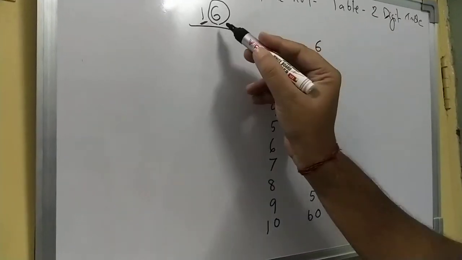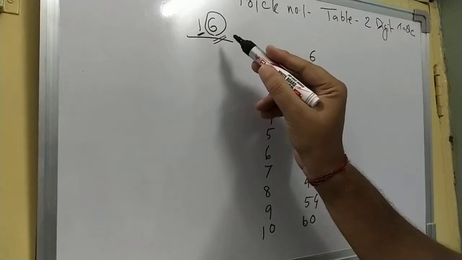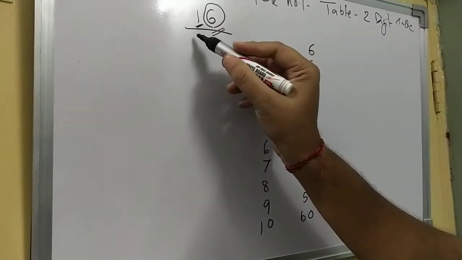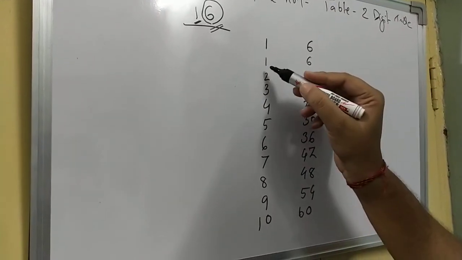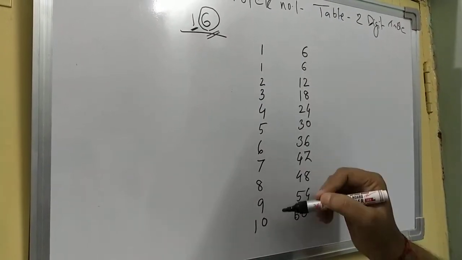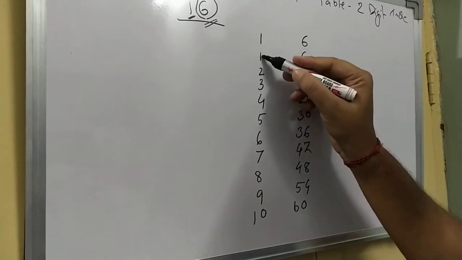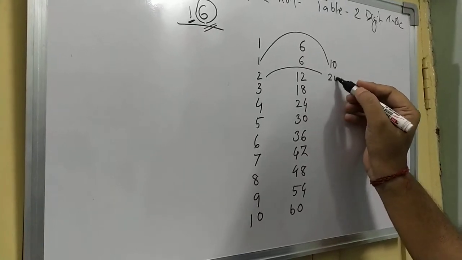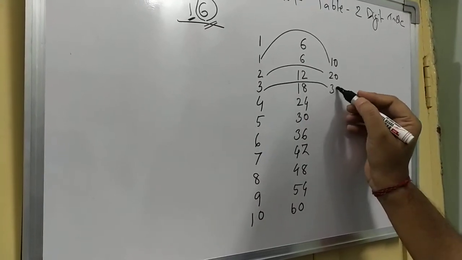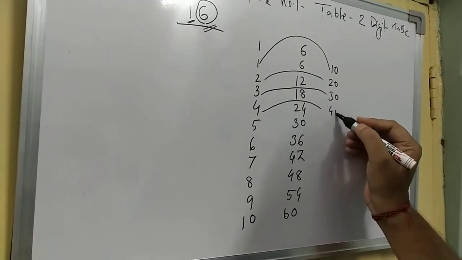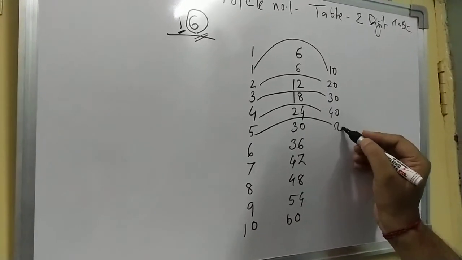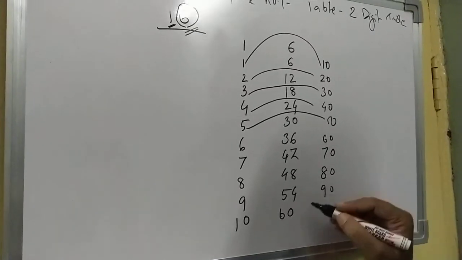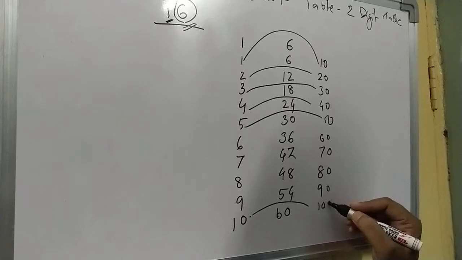Next trick, 6 is at units place, so all these digits remain as it is. 1 is at the tens place, so we need to add 0 to each in this table. So what happens? This 1 will become 10, 2 becomes 20, 3 becomes 30, 4 will become 40, 5 becomes 50 and so on. So 60, 70, 80, 90 and finally 10 will become 100.